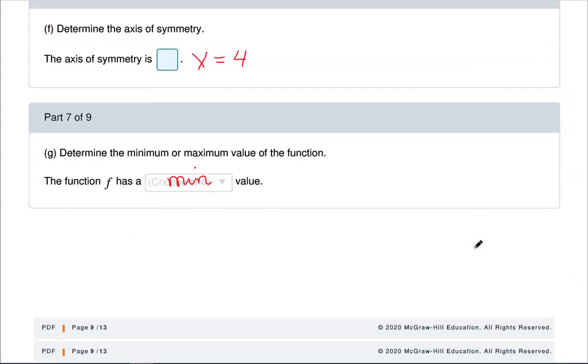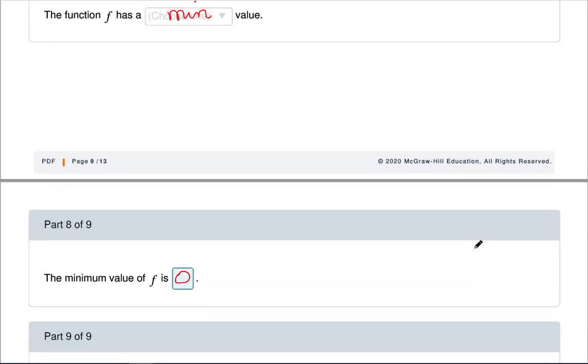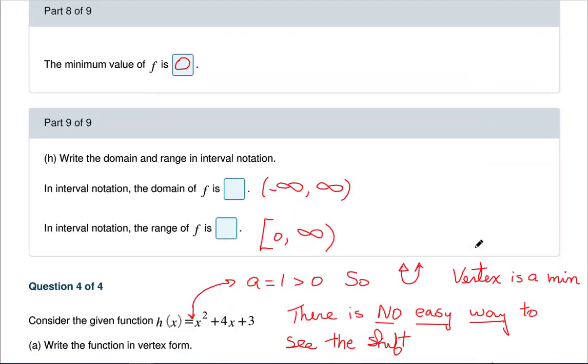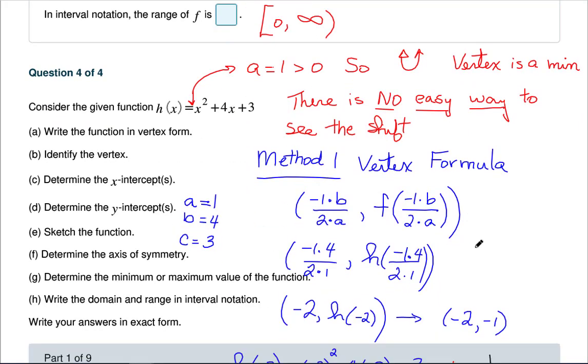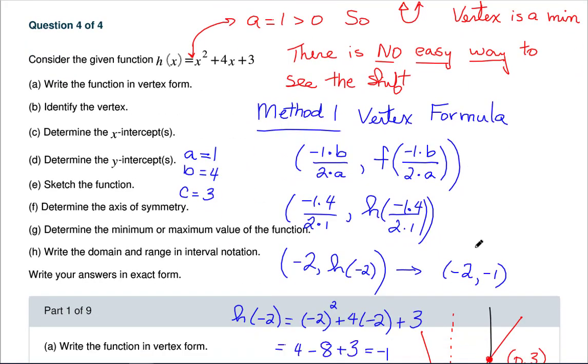Alright, we already did all of that. Minimum was at the origin. Okay. Now, question 4 presents us with a bit of a challenge.